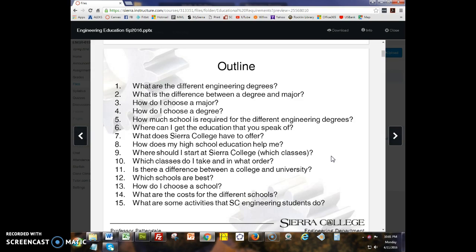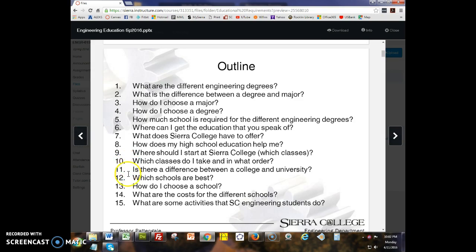We want to talk about the different kinds of degrees. What's the difference between a degree and a major? How do I choose a major and a degree? What kind of schooling do you need? Where can you get this education? What do we have at Sierra College? How can your high school education help? Where should you start at Sierra College? And which classes should you take and in which order?